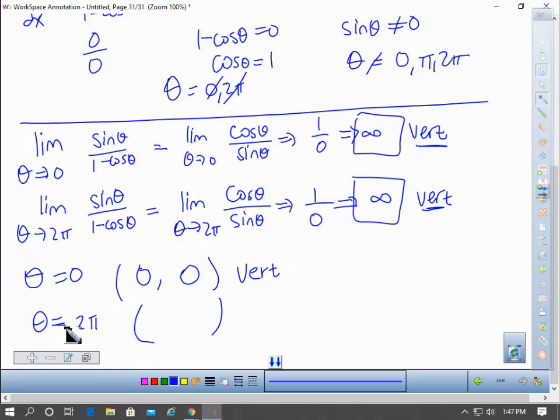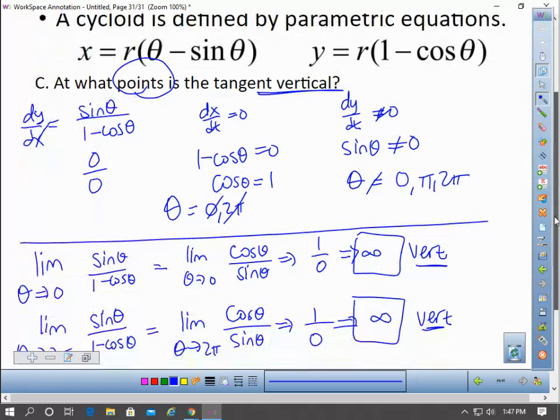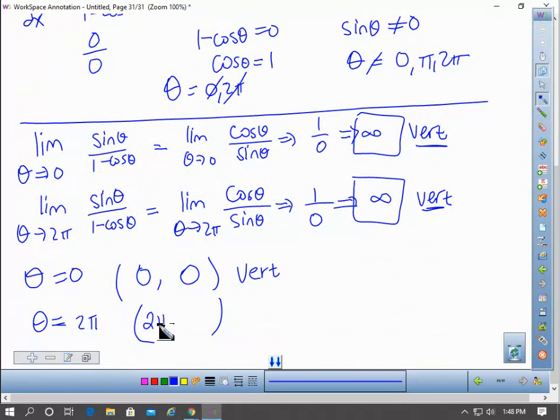Okay? Then I need to do 2 pi. So it's not going to be the same answer, if that's what you're thinking. So we put a 2 pi in here. The sine of 2 pi is 0, but you're putting a 2 pi right here. So that means we're going to have 2 pi times r. So my x coordinate is 2 pi times r.